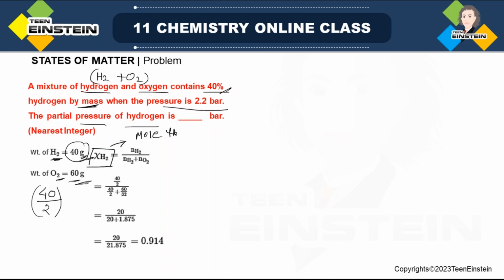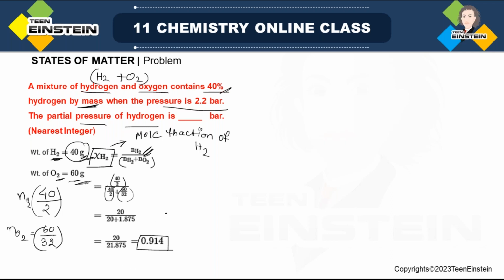This is the mole fraction of H2. Now mole fraction of H2 is number of moles of H2 divided by total number of moles. Now total number of moles, we already have seen, is basically N of H2 and N of O2. So just put it here: in place of N H2 it is 40 by 2, this is also 40 by 2, and this is 60 by 32. Final calculation will give this value 0.914. So this is the mole fraction of H2.